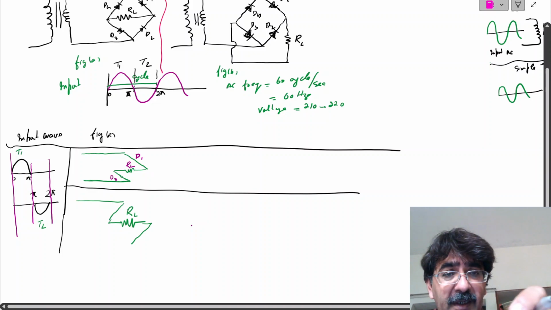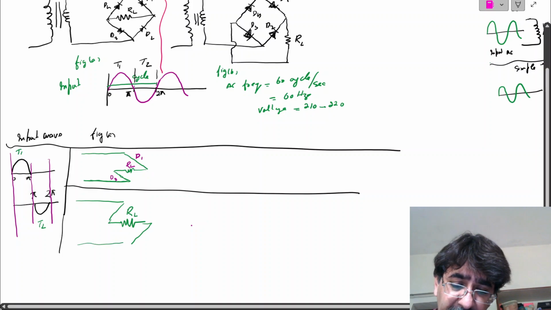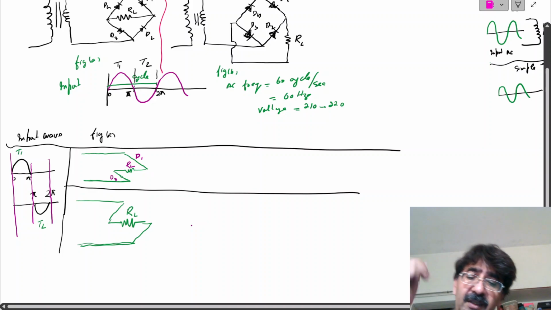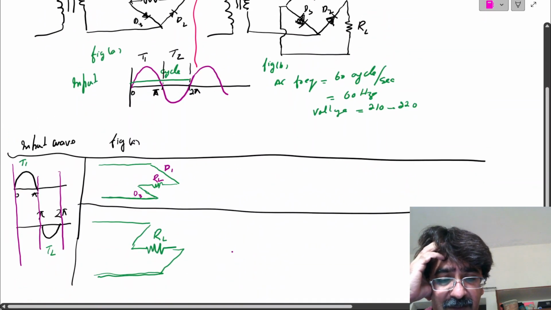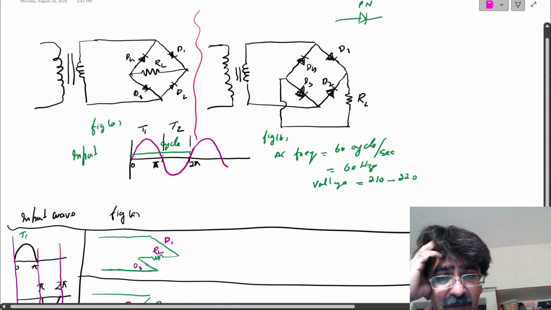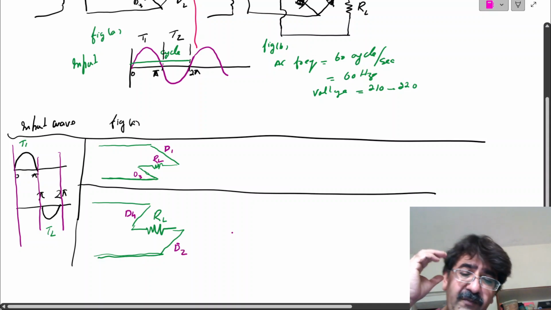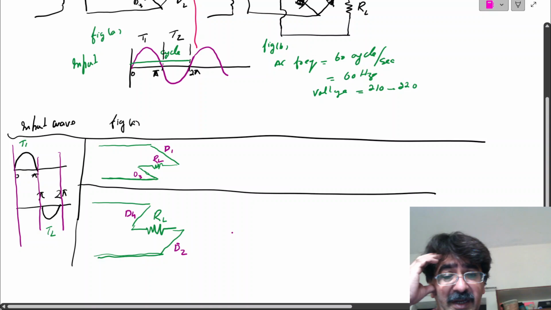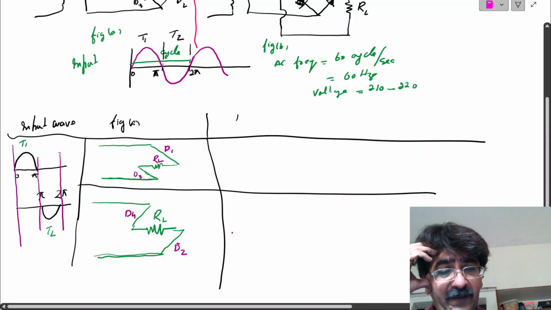So this will be the equivalent diagram for fig A, or circuit A, for T1, which is 0 to pi, and for T2, which is pi to 2 pi. This is D4, and then it will pass from the load, and then D2, diode 2. Now I will draw the equivalent circuit for fig B, as I explained already.